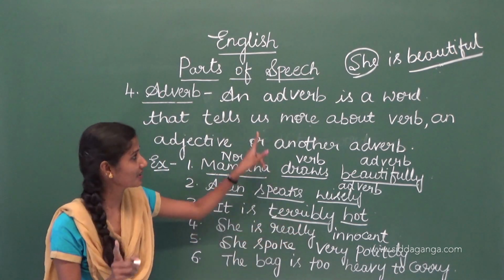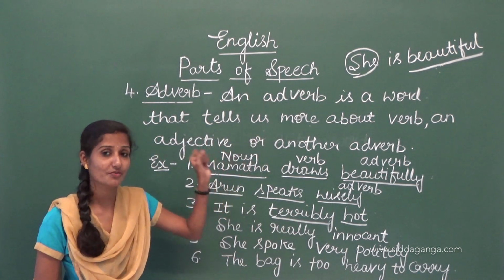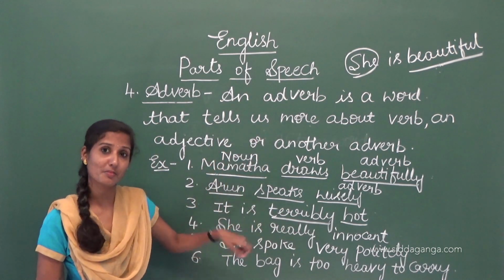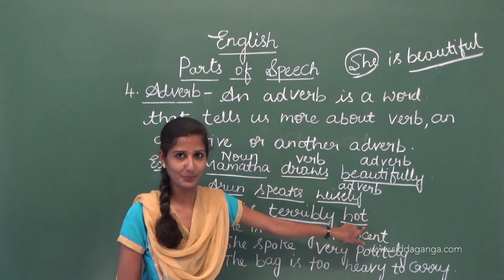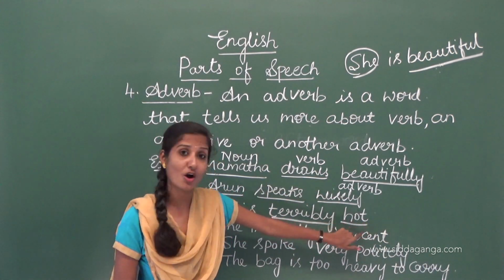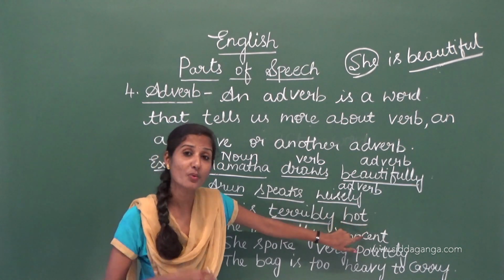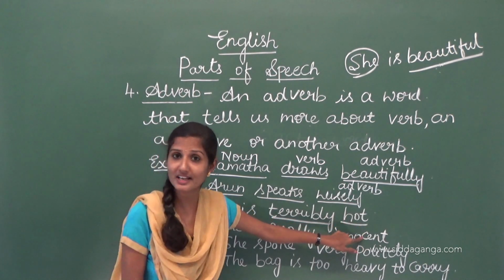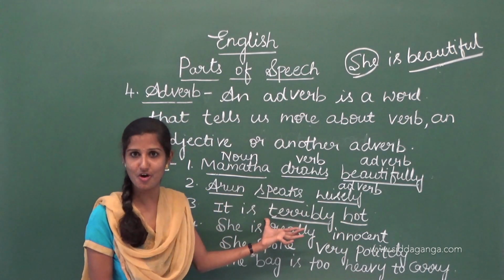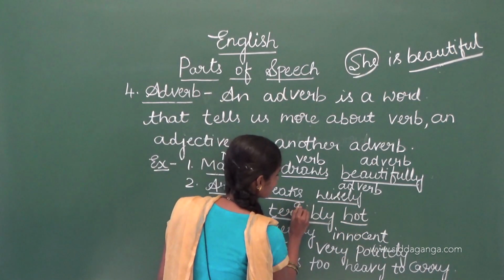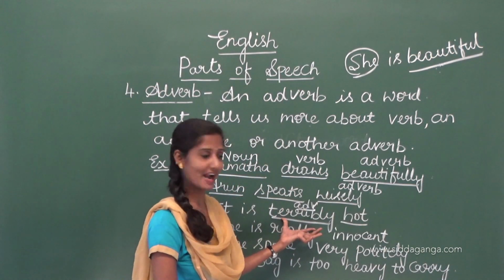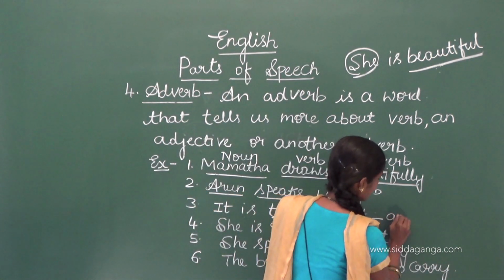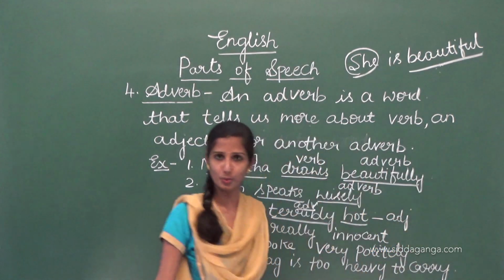So I have told you here, an adverb is a word which tells us more about a verb and also an adjective. So which is the adjective here? Hot is the adjective, and how is it? It is very terribly hot. Then terribly here is ADV, I will write it here. Terribly is an example for an adverb, and hot is an example for an adjective.